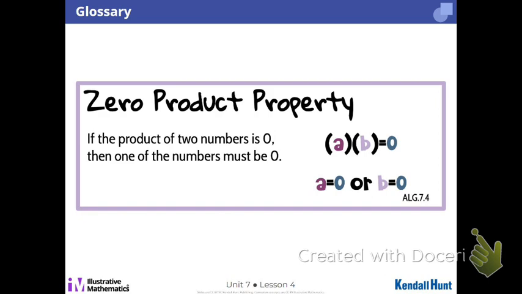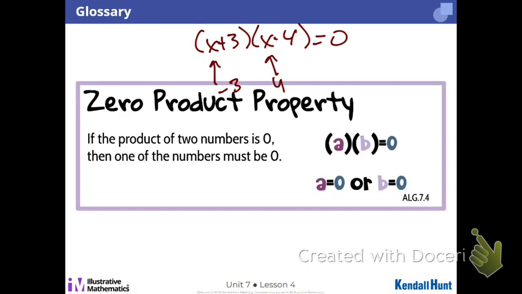So again, you've already seen this when you had something like x plus 3 times x minus 4 equals 0. You guys got really good at looking at this and saying x can be -3 or 4, because either way, it equals 0. So this is not new. New terminology: the zero product property. It sounds very official. The ZPP.